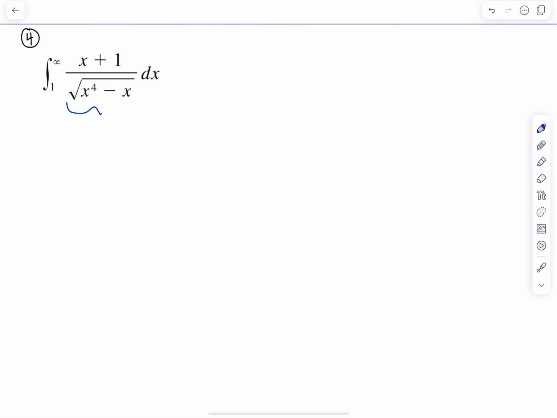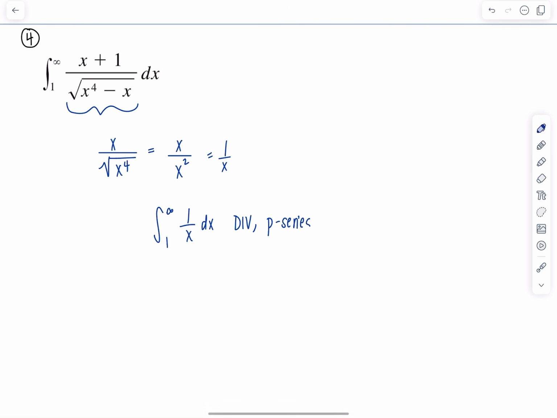So here's my function. Look at just the leading term in the numerator. The highest power of x is just x to the first, so we've got x up top. And then in the denominator, the leading term is the square root of x to the fourth, which simplifies to x squared. And x over x squared simplifies to 1 over x. Well, what do we know about the integral from 1 to infinity of 1 over x dx? It diverges. Yes, very good. It's a p-series. p equals 1.